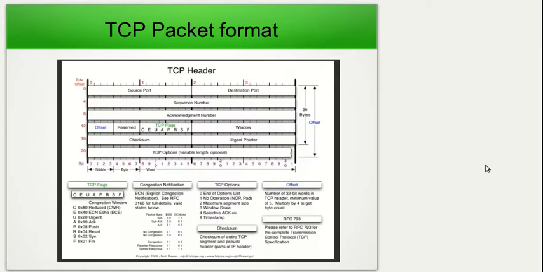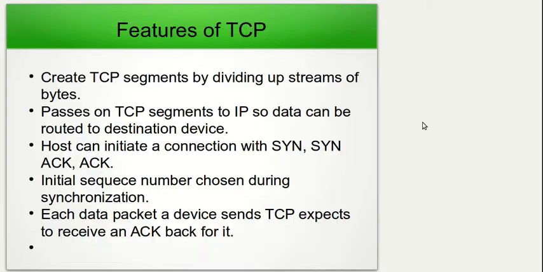So this is the packet format for a TCP segment. As you can see, it consists of source and destination port numbers, sequence and acknowledgement numbers, which we'll get to in a second. The checksum, the urgent pointer, and the window. The window is just used to define how many packets we can send at one time. Sequence number and acknowledgement number ensure accurate delivery of data. So let's talk about the features of TCP.